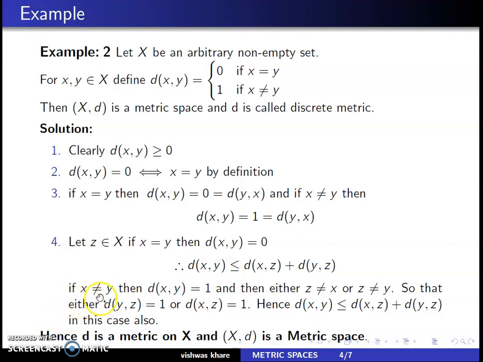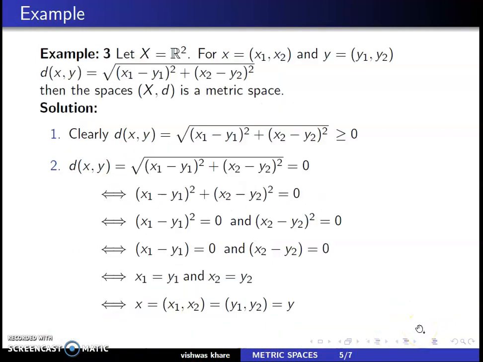Now suppose x is not equal to y, then dxy is equal to 1 again by definition. Because x is not equal to y, the third point z is either not equal to x or not equal to y. So either dyz is equal to 1 or dxz is equal to 1. So again in this case, the left hand side is 1 and the right hand side will be 1 plus 1, or 1 plus 0, or 0 plus 1. So in any case, dxy is less than or equal to dxz plus dyz. Hence, d is a metric on X and (X, d) is a metric space.